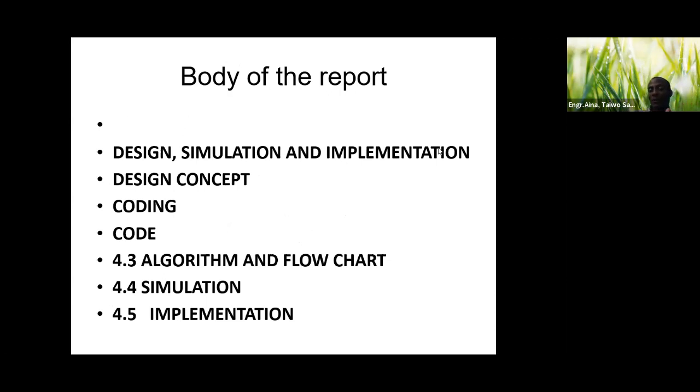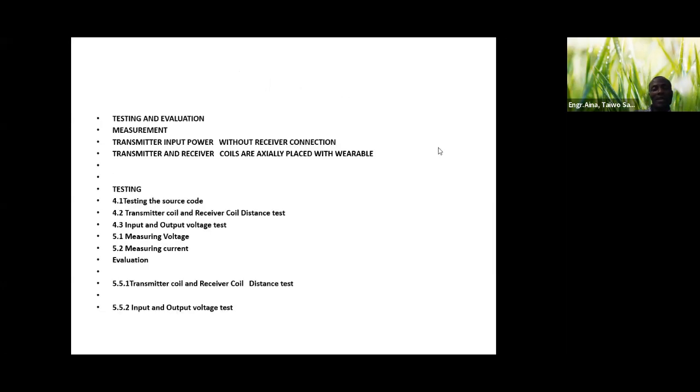But in this chapter 4, design, simulation, and implementation, you are showing us the design concept. You are showing us the coding you have done, and how you have done the coding. You are presenting to us the algorithm you have written as well as the flow chart you have written. Each of these will be presented under chapter 4 of your project.